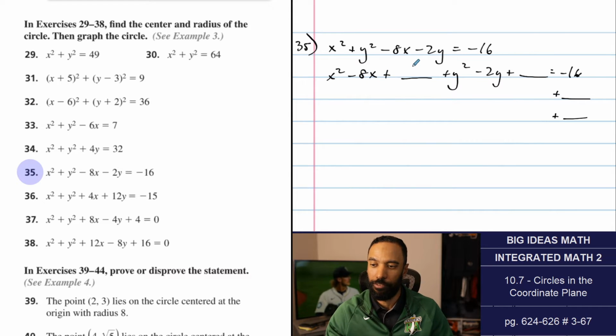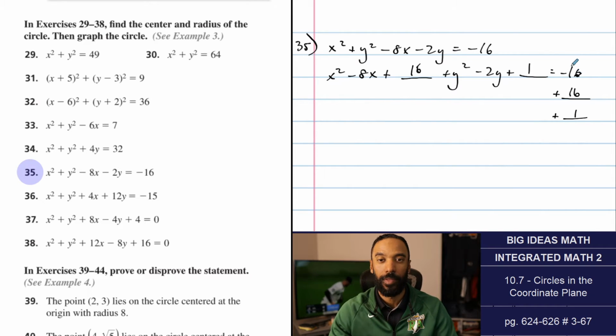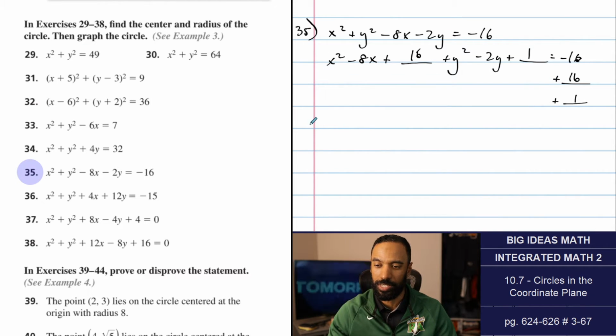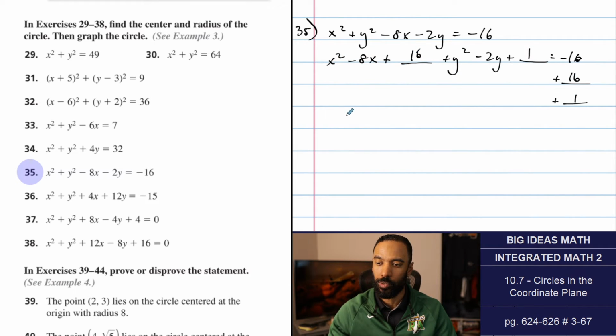Negative 8 divided by 2 is negative 4. Negative 4 squared is 16. Negative 2 divided by 2 is negative 1. Negative 1 squared is 1. So we're going to add 16 and 1 to both of these. Now this started off as a negative 16 right here. So we're going to do negative 16 plus 16, which is 0. And 0 plus 1 is 1. This factors down to x minus 4 quantity squared. And this factors down to y minus 1 quantity squared.